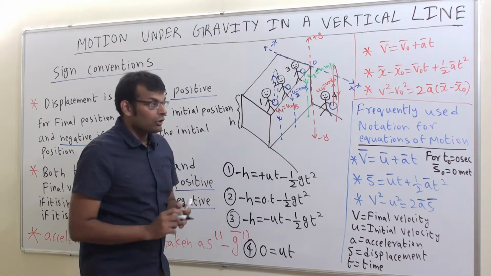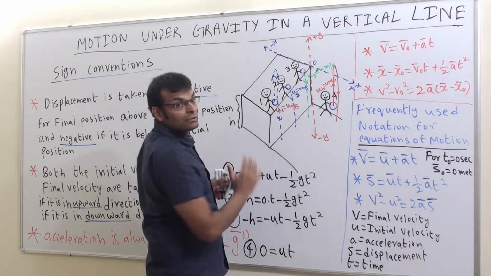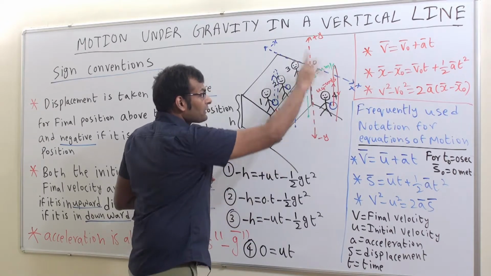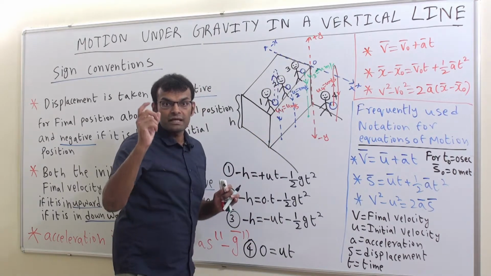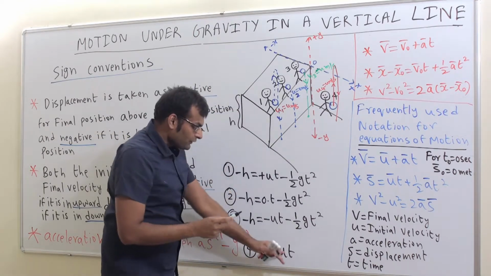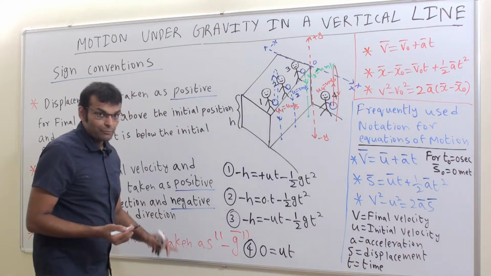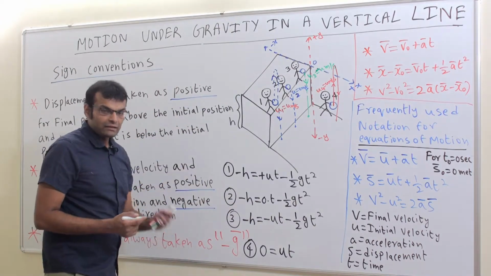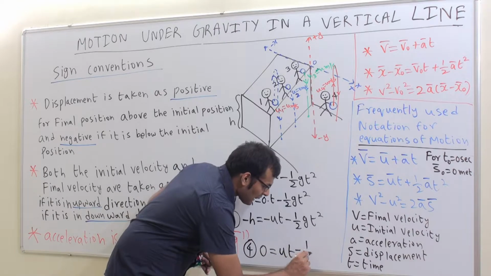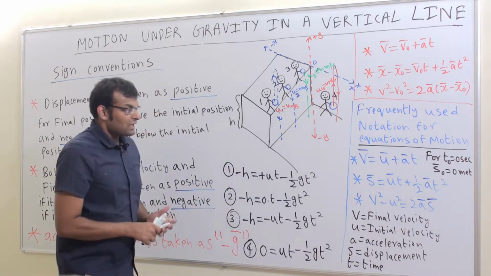U is positive because though he is standing in the negative axis as per our observation, he is throwing the ball with u meters per second, which is in the positive direction. He is throwing upwards, so we write ut. Now what is g? As we know clearly, minus g, because acceleration is always acting downwards. Minus half gt square.